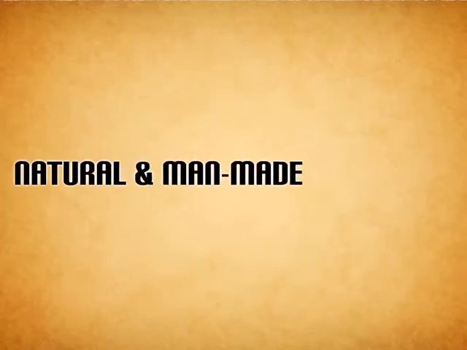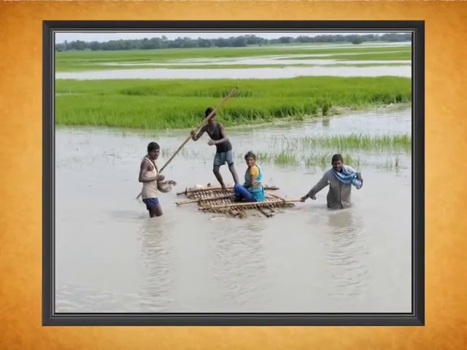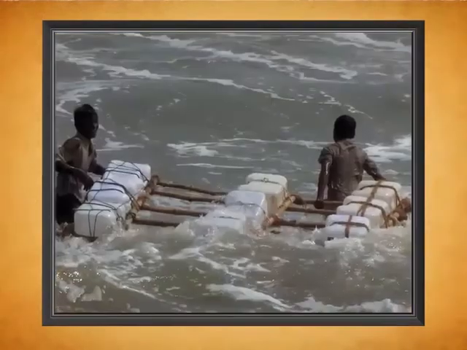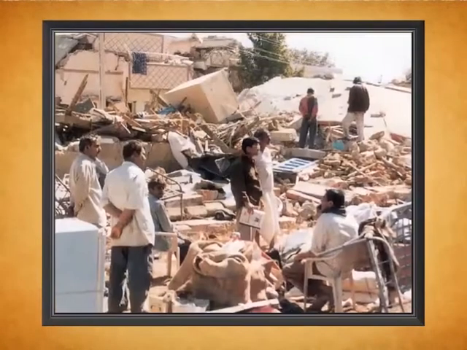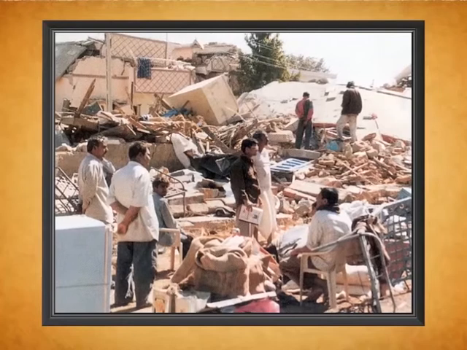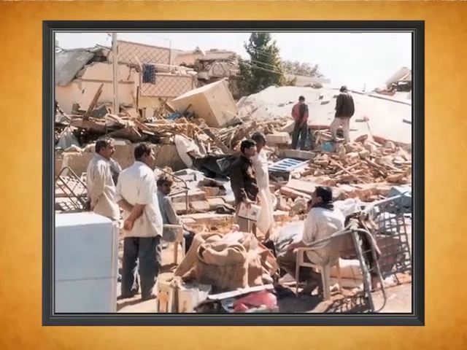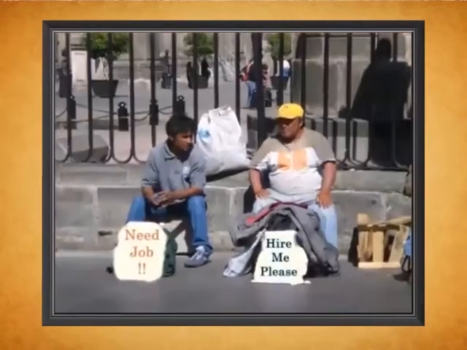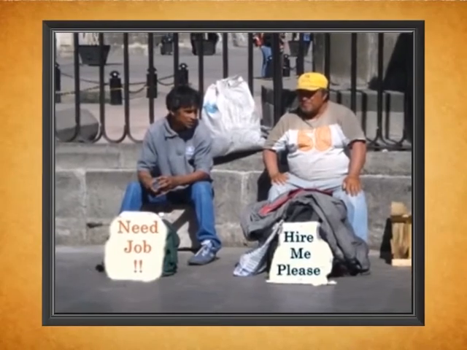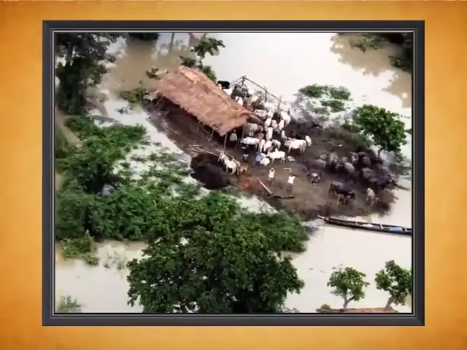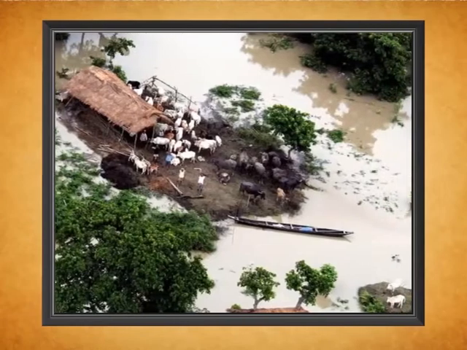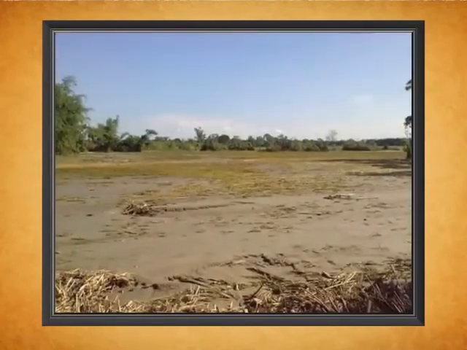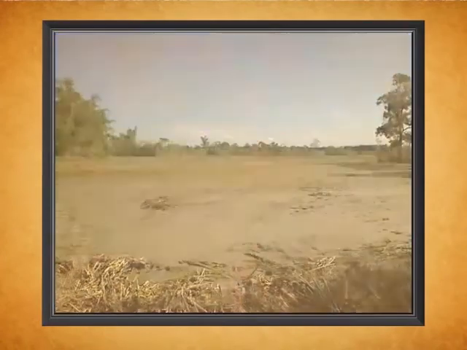Natural and man-made disasters. Natural calamities such as floods, droughts, tsunamis, earthquakes, etc. destroy the social and economic infrastructure of the area. People become homeless as well as jobless, which further aggravates the problem of poverty. For instance, recent floods and landslides in the northeastern states of Assam and Sikkim have caused massive destruction.